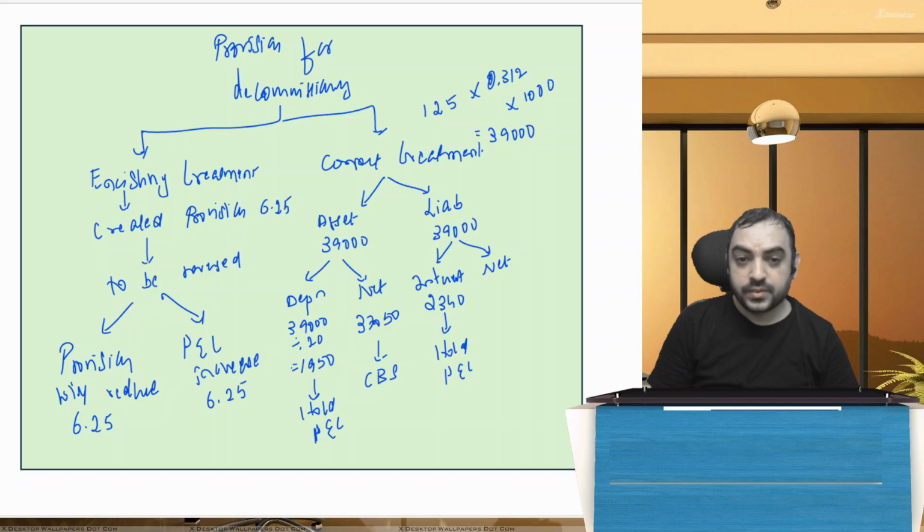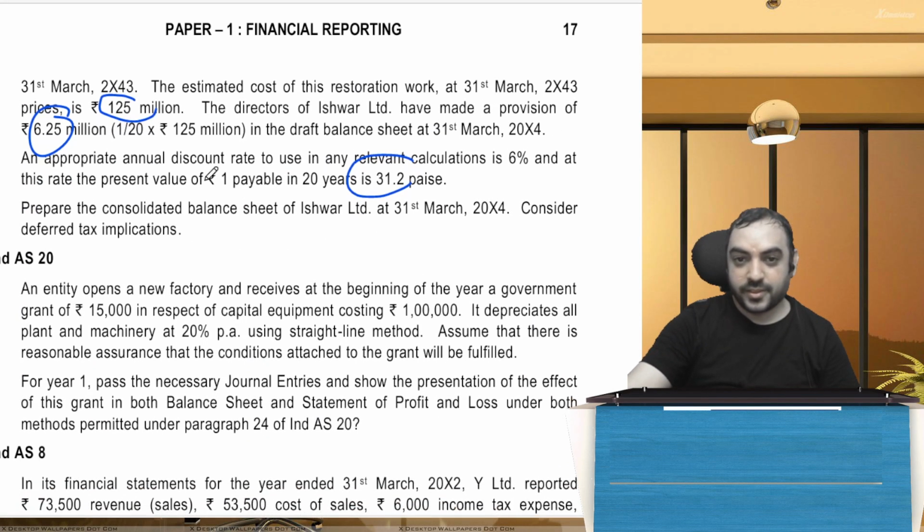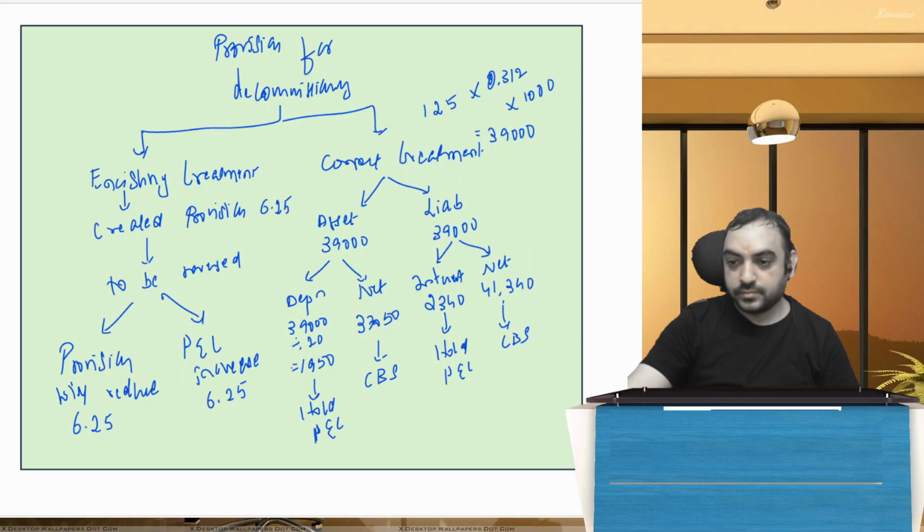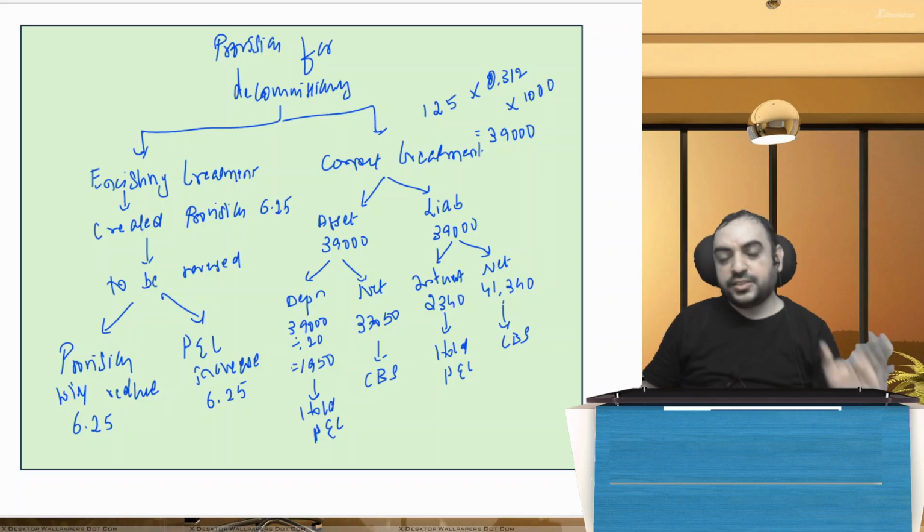39,000 minus 2,340, 36,660 will go to the consolidated balance sheet as provision. Not subtract, should add. I'm sorry, I just told 39,000 plus 2,340, 41,340. Yes, 41,340 will go to the balance sheet as the net provision after adding the interest. Unwinding of discount, that is what they call it.